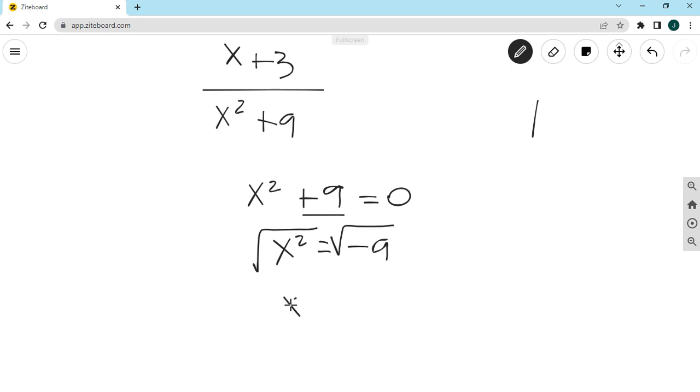So, square root ng x squared and square root of negative 9. So, the square root of x squared is x. And this one, we have square root of negative 9. And hindi siya pwede, tama? Ang magiging sagot natin dito ay 9i. This is not a real number. Okay, so 9i is not a real number.